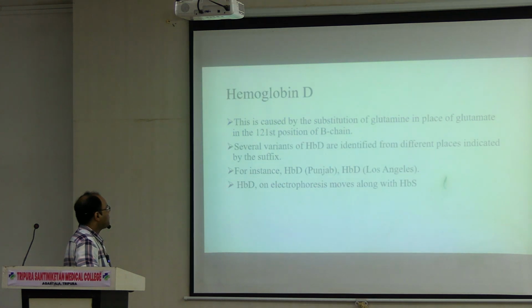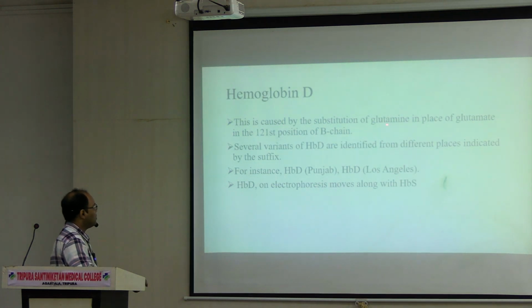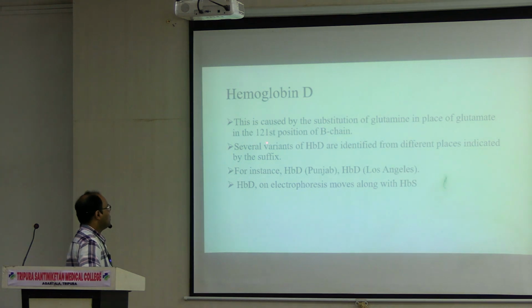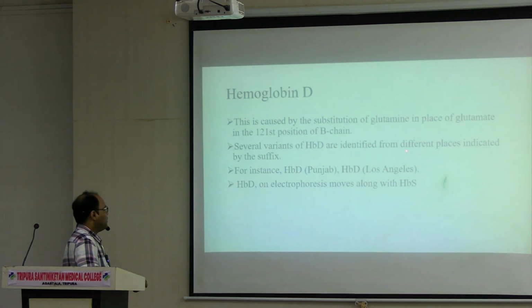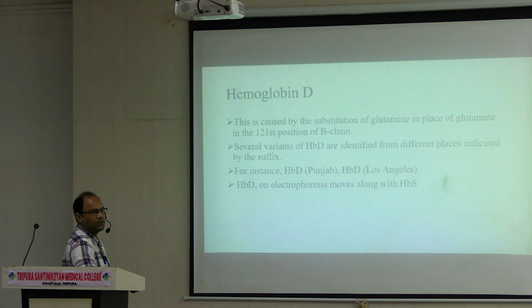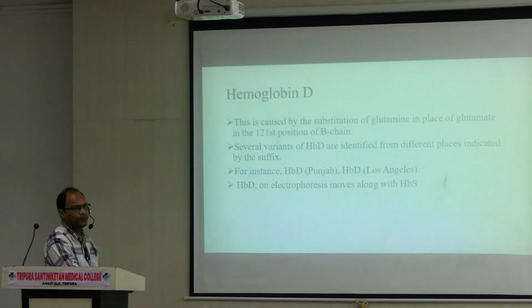Hemoglobin D disease. This is caused by substitution of glutamine in place of glutamate in the 125th position of beta chain. Several variants of HbD are identified from different places, indicated by the suffix. For instance, HbD Punjab, HbD Los Angeles, like this. HbD on electrophoresis moves along with HbS.